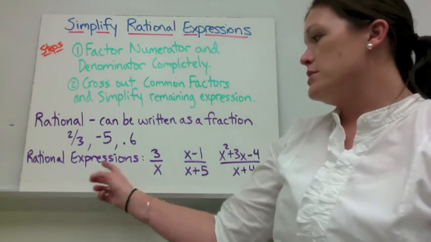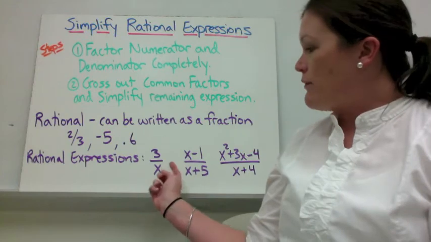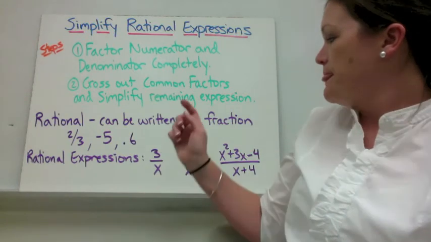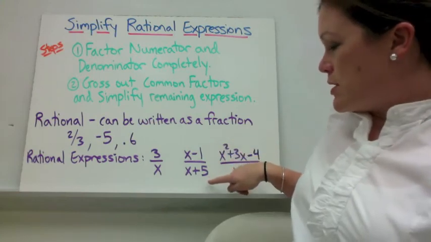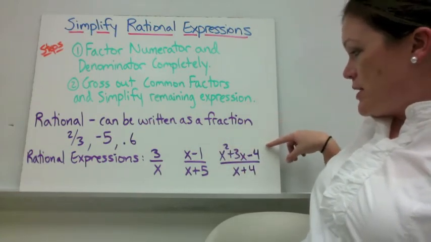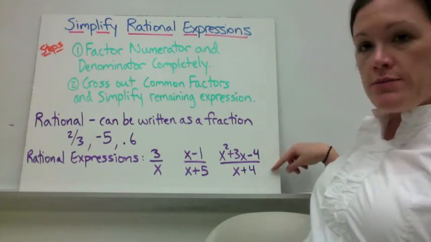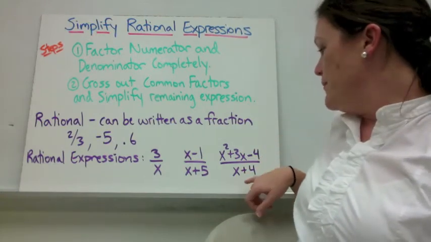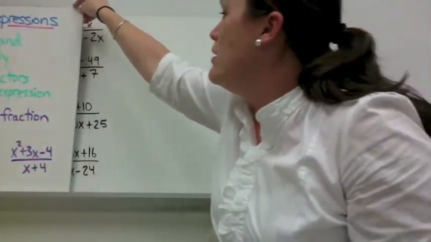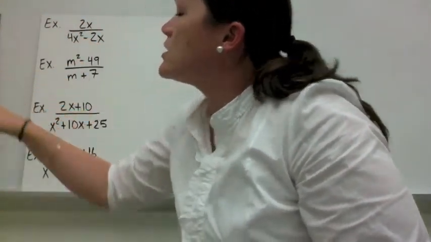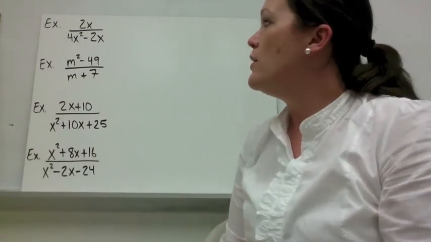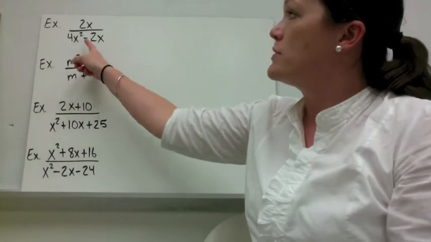Rational expressions have variables involved. So 3/x would be a very simple example of a rational expression. (x - 1)/(x + 5) is another example. And (x² + 3x - 4)/(x + 4) would be another example. So let's look at some examples of how we can simplify rational expressions. Given our first example, we have 2x over 4x² - 2x.